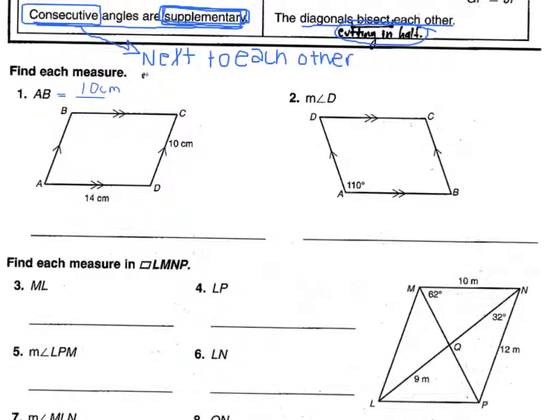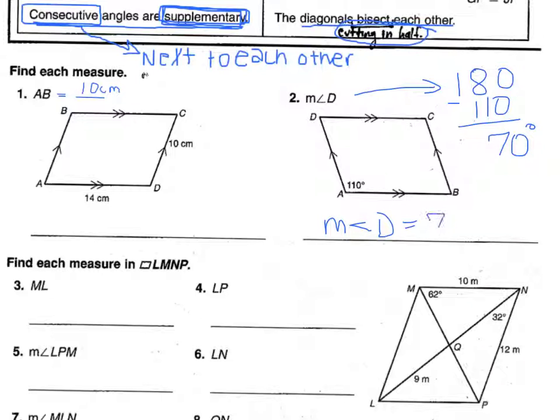Second one. Number 2, the measurement of angle D. Well, D is consecutive to A, so by the property they should add up to 180, they should be supplementary. So what we need to do is get 180 minus angle A, which is 110, and that is 70 degrees. So the measurement of angle D is 70 degrees.